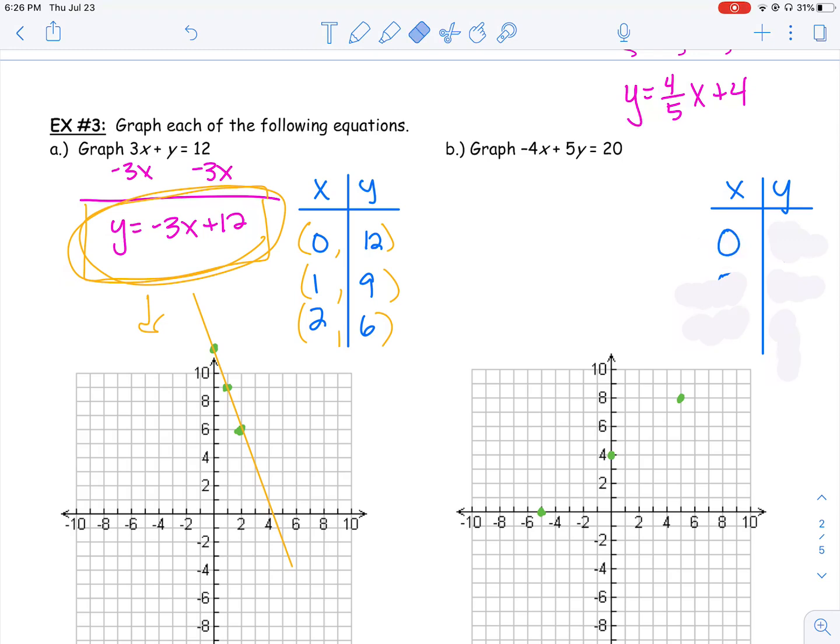I always start with 0. That's always the easiest. So if I take my equation, I plug in 0 for x, let's figure out what y is. I ended up getting 5y equals 20. If I divide both sides by 5, I get y equals 4. So I know that there's a point on this line at (0, 4). Pick another one.